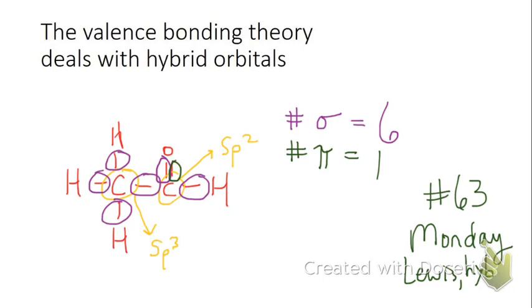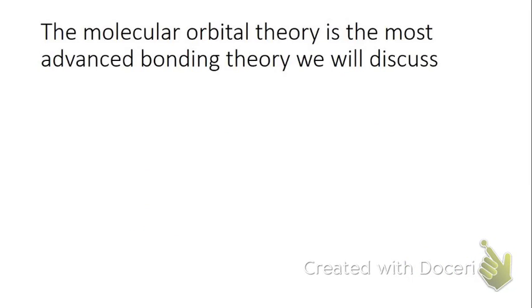So, one more thing left to do. The molecular orbital theory. So, this is the most advanced bonding theory we will discuss. This is my favorite bonding theory. And what we're going to actually do is we're not going to talk about orbitals as we know of orbitals. We're going to make our own orbitals. And so, but we have to think about waves. Right? Because we said electrons behave as waves.